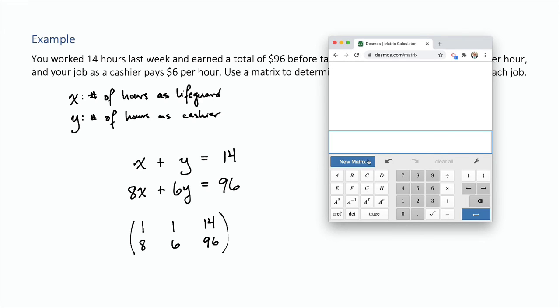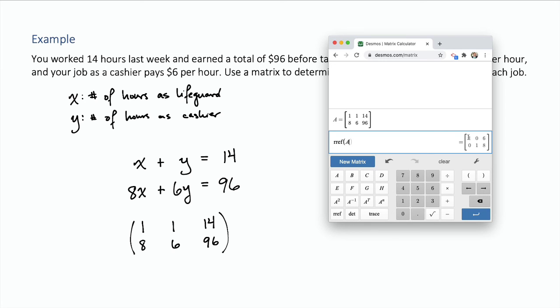We'll create this matrix. This is a 2 by 3 matrix. We've got 1, 1, 14, and 8, 6, and 96. Then we need to reduce. So we do RREF, and then for our input, we'll put the matrix that we just set, which is A. And that reduces it, and we get 6 and 8.